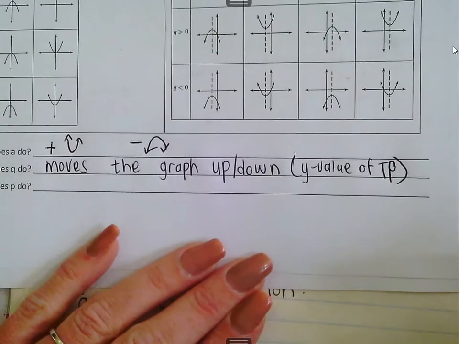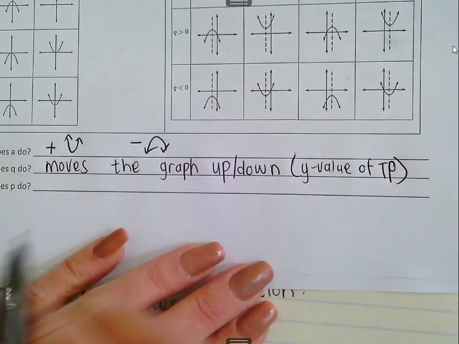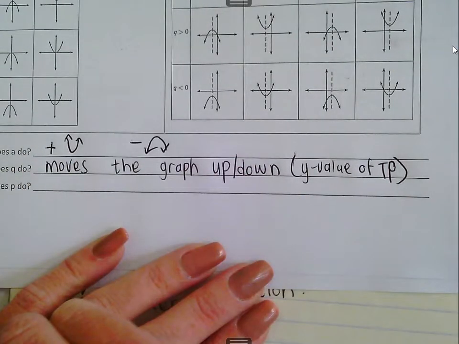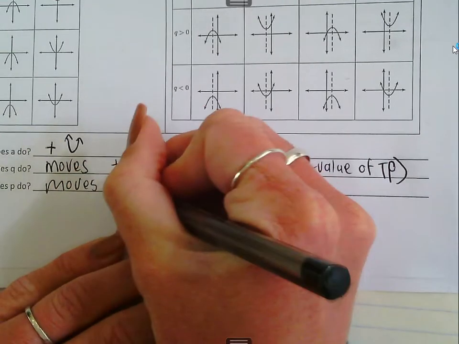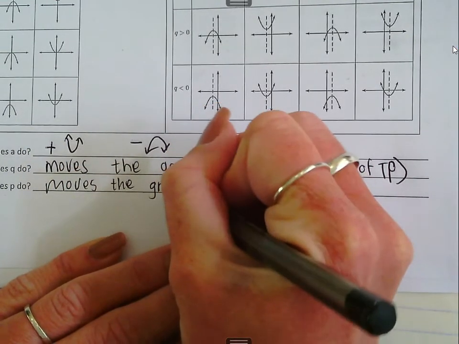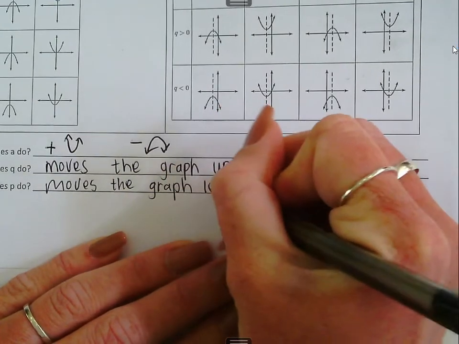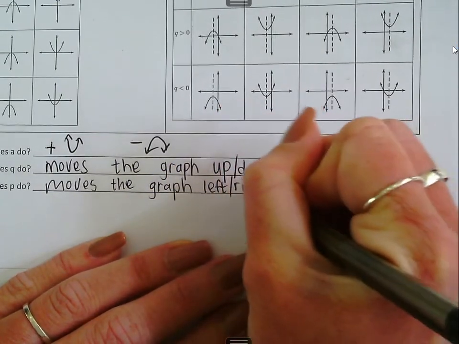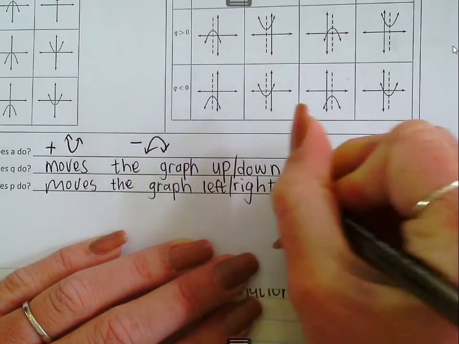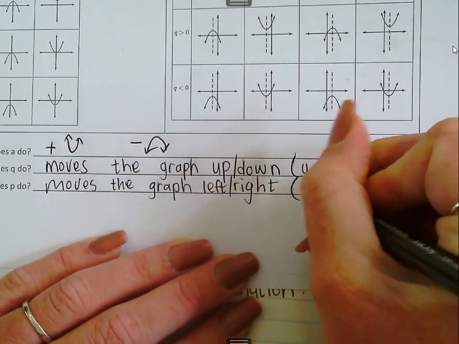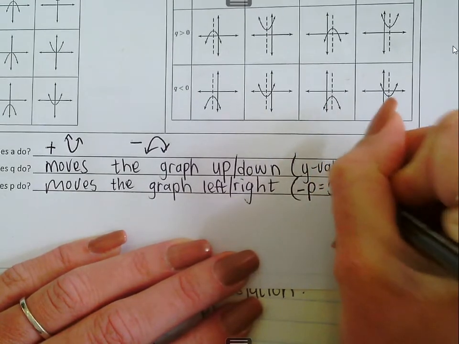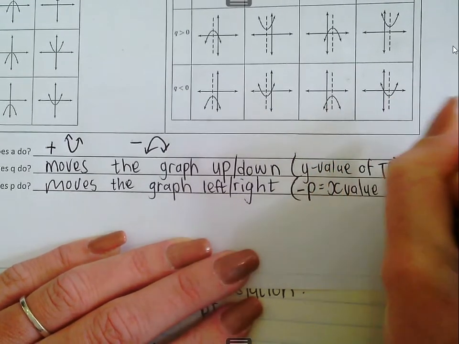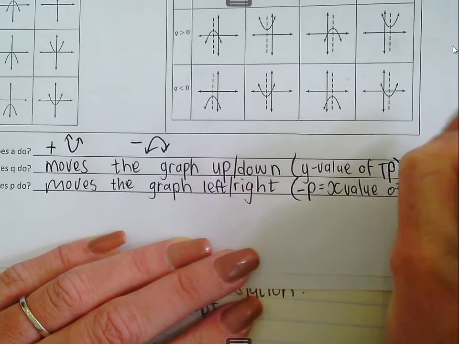What does P do? Moves the graph left or right. And negative P is the X value of the turning point.